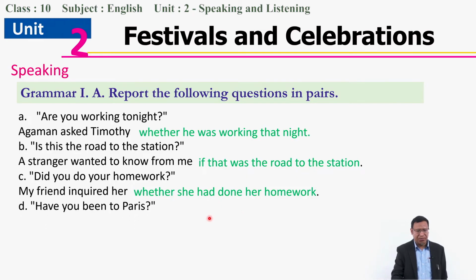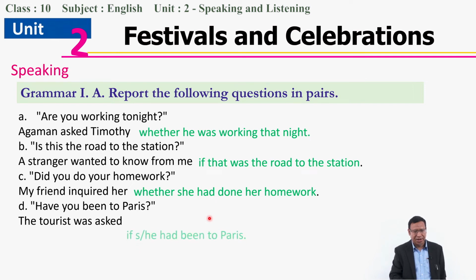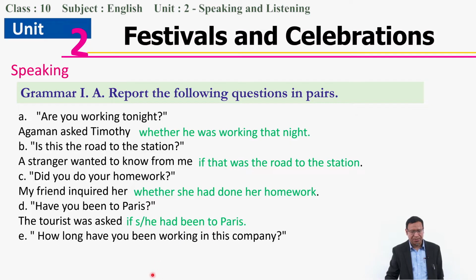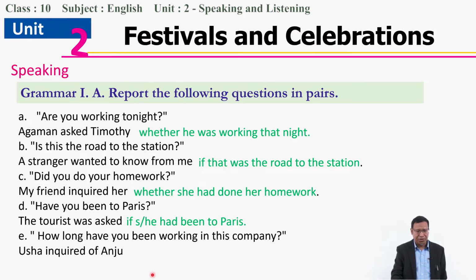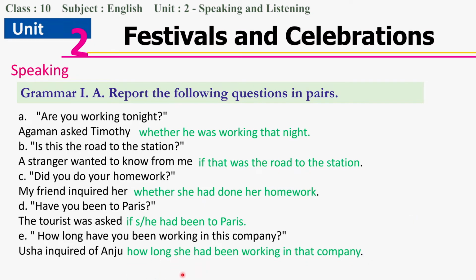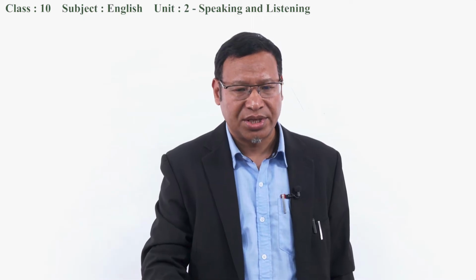In this way, have you been to Paris? The tourist asks if she had been to Paris. She or he had been to Paris, right? So, how long have you been working in this company? You inquire of Anju, so, how long she had been working in that company. Now remember, the connective for WH questions is the WH word or question word or phrase. How long is a phrase here, so we have used the how long phrase. In this way, you have to practice this conversation with your peer. Thank you very much. That's all for the speaking practice today.